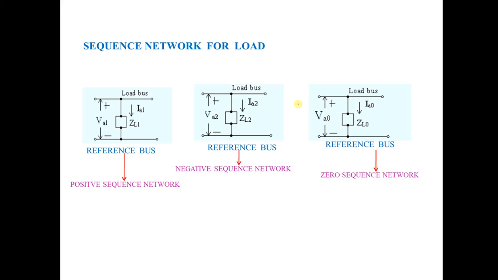The last one is for the load. For the load, most probably all are equal, and this is your reference bus. The positive sequence and negative sequence are all equal in the load bus. So we have VA1, VA2, and similarly the load impedances L1, L2, L0. So these are the sequence networks for the load. After calculating, we will be drawing the circuit like this for the generator, transmission line, transformer and load.